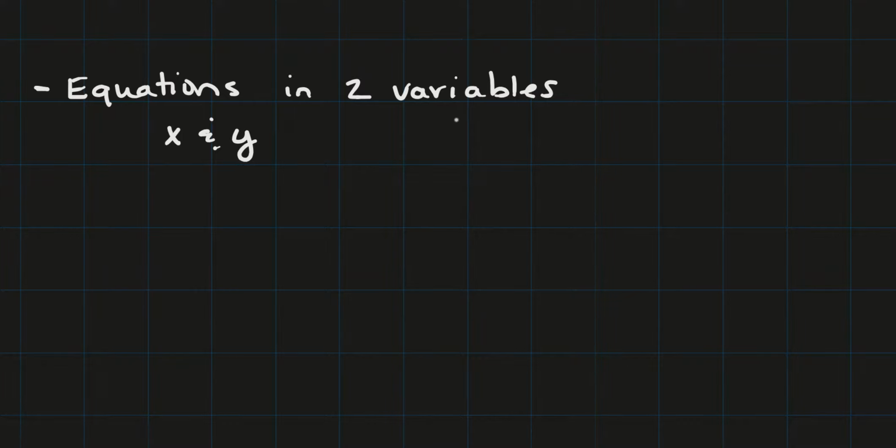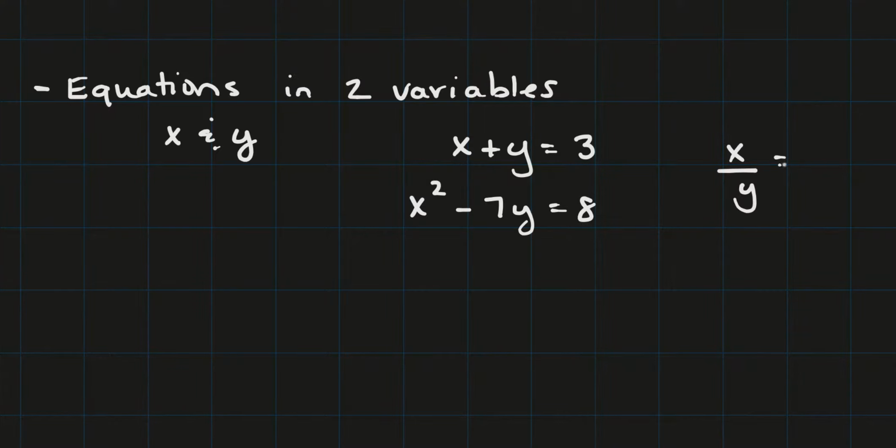So an equation in two variables can look like many things. We could have something like x plus y is equal to 3. Or maybe x squared minus 7y is 8. Or we could have something like x divided by y is 10. Any kind of equation meaning we have something relating x and y and we have an equal sign. That will be an equation in two variables.